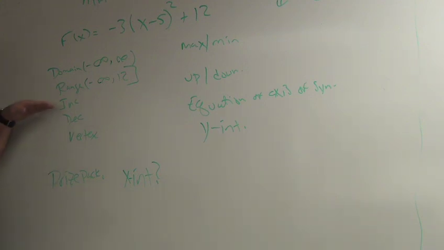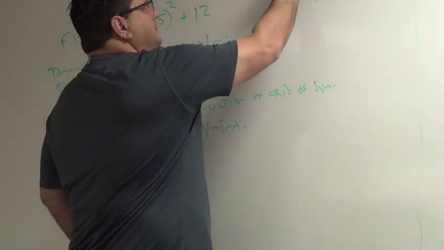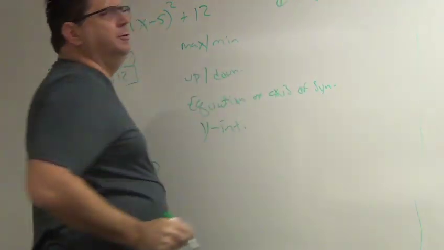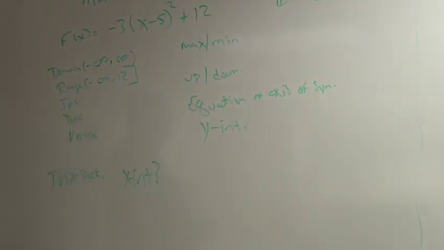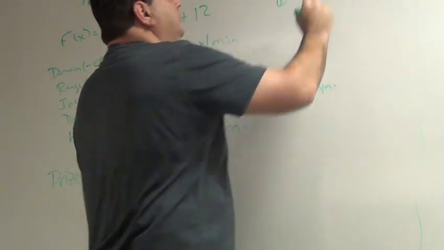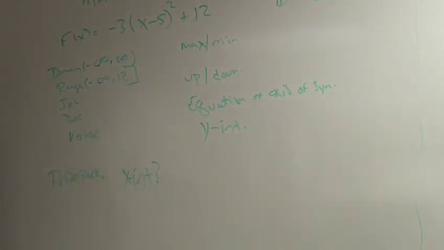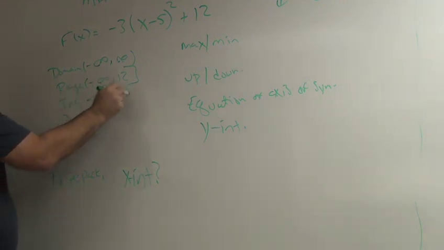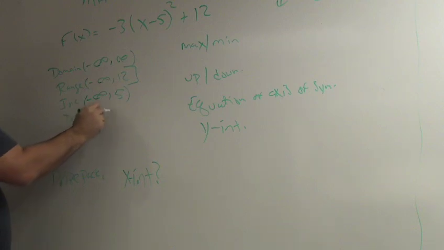Absolutely. When's it increasing? Now remember, what is this point on the top? That's called the vertex. What is it in this case? (5, 12). It is a maximum point. We're going to get to that in a second, but in order to do increasing and decreasing, we need to know what that point is. When's it increasing? Negative infinity to 5. When's it decreasing? 5 to infinity.